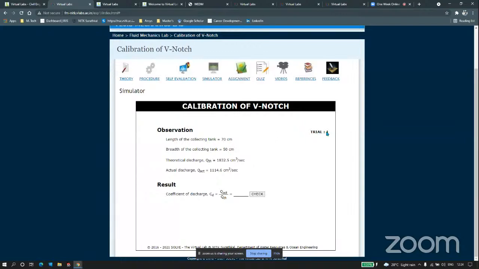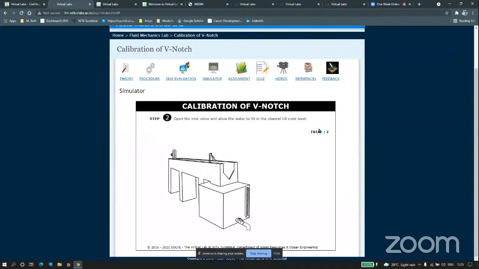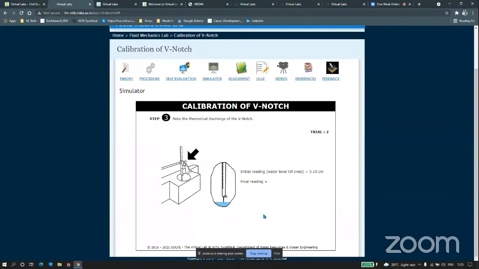So this was trial one. I got the theoretical discharge as well as the actual discharge. So I'll get the coefficient of discharge by calculating. Similarly, I have to do 3 more trials, and the same steps have to be followed for trial 2 and trial 3. So I'll quickly just do the steps.